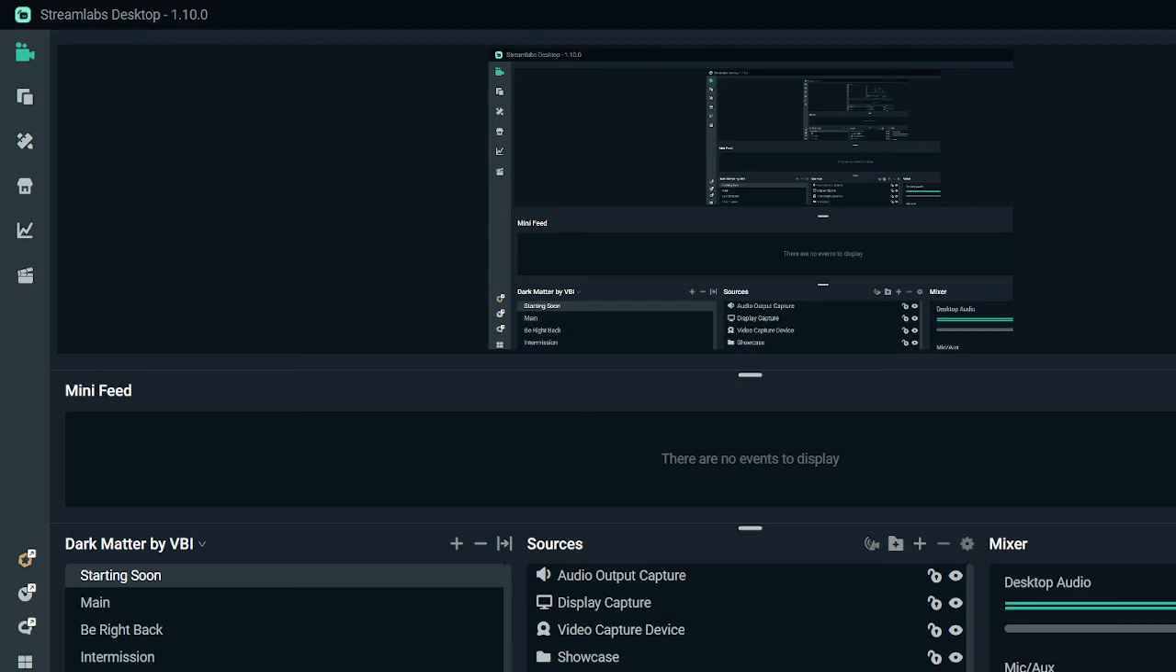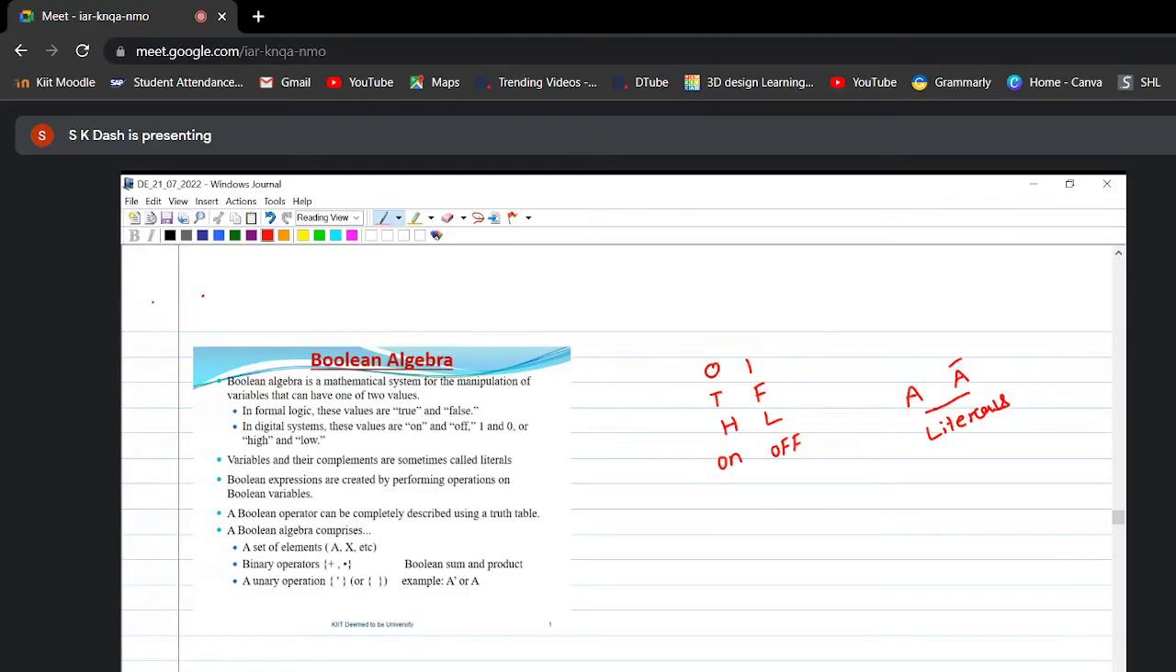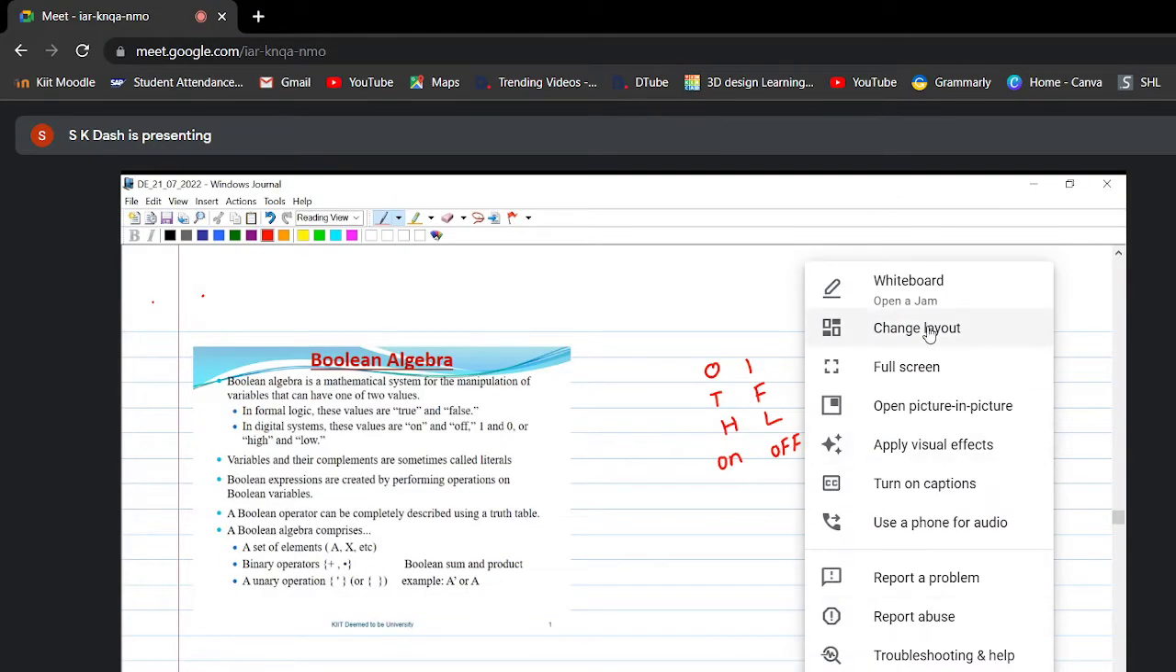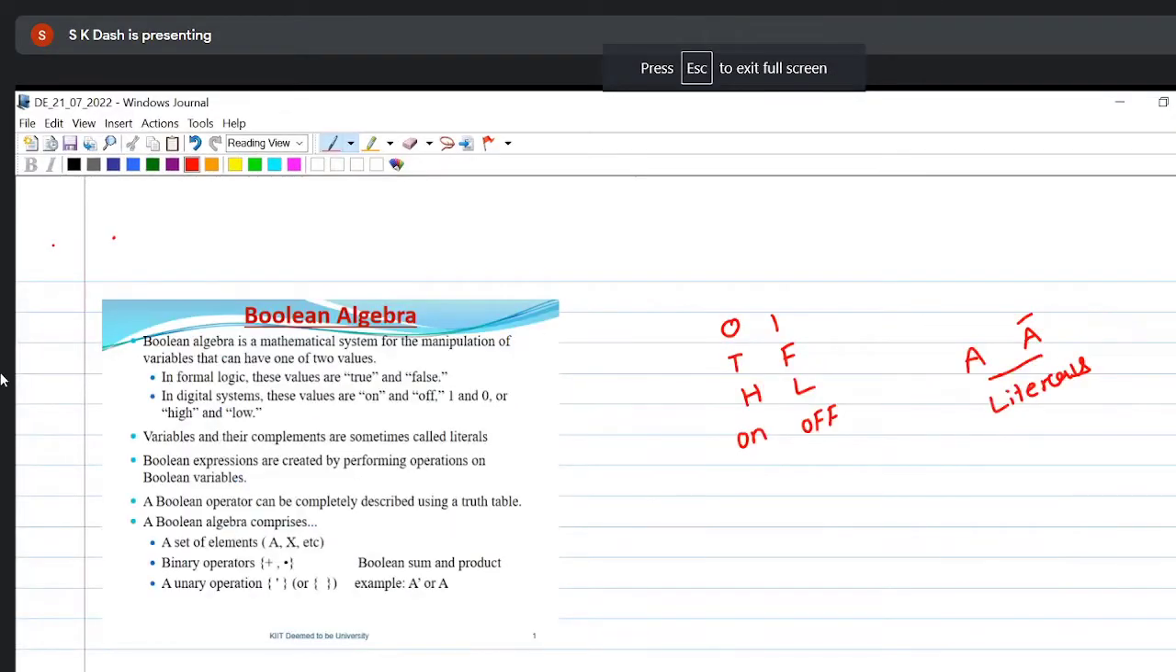For any kind of expression, there are multiple operators. Basically we have two kinds of operators, either binary or unary. For a unary operator, only one variable is sufficient. For a binary operator, we require at least two variables. And this function can be described with the help of a truth table.